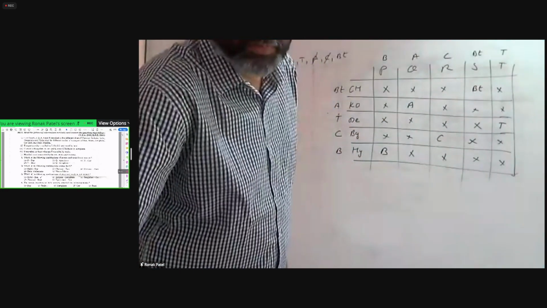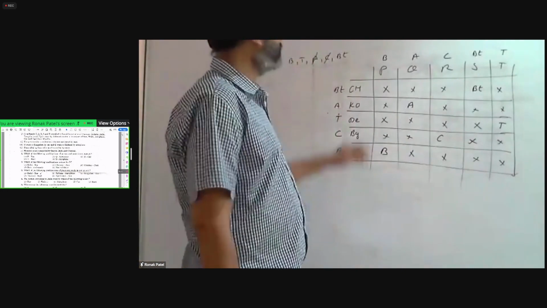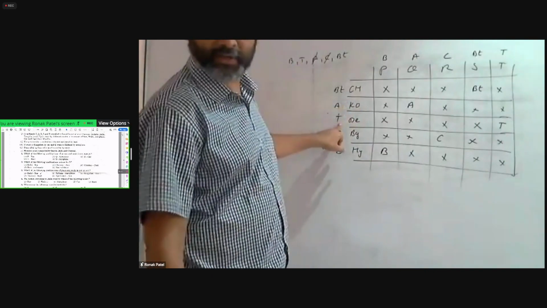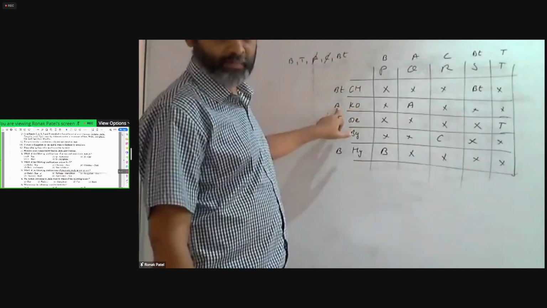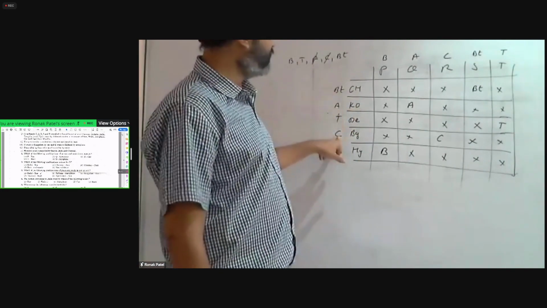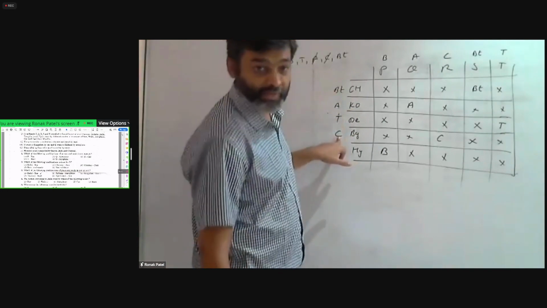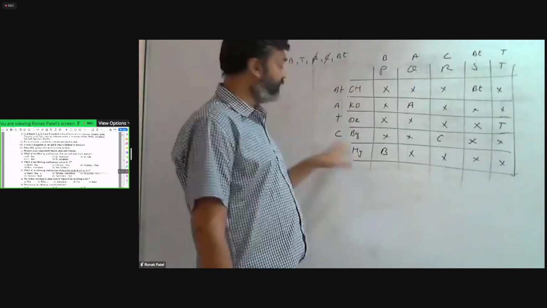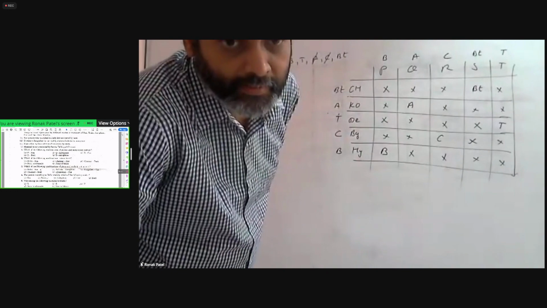Third number, which of the following combinations of place and mode is not correct? Delhi bus. Delhi is train, so the first only is not correct. Kolkata aeroplane is right. Bangalore car is right. Chennai boat is right. All the others are right. Hyderabad bus is right.